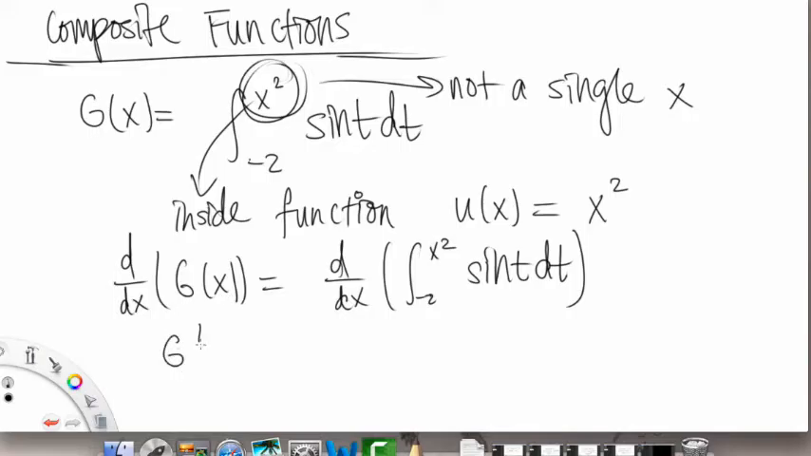So our g prime of x is now going to equal, so what we have to do is integrate with respect to the outer function first. That would just be like if we were to replace this guy with a u. Because this is our inner function, right?